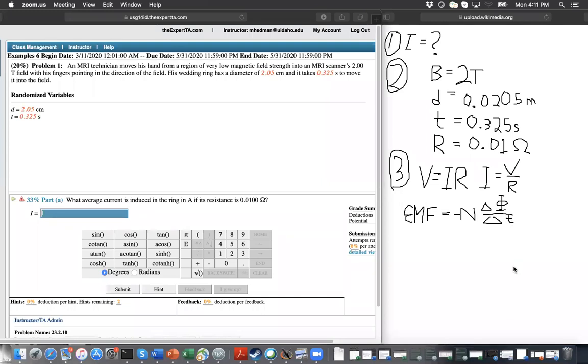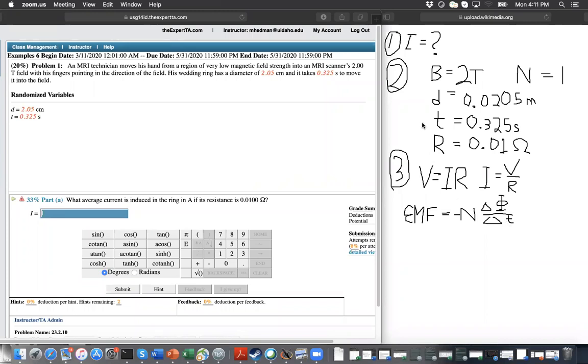Okay, so that seems like it's relevant because we are talking about magnetic fields here. Now, there's a new quantity here, n. Do we know what n is? Well, in fact, we do. A simple ring is just a single loop. So we do actually know what n is. It's just simply 1. So we know what that is.